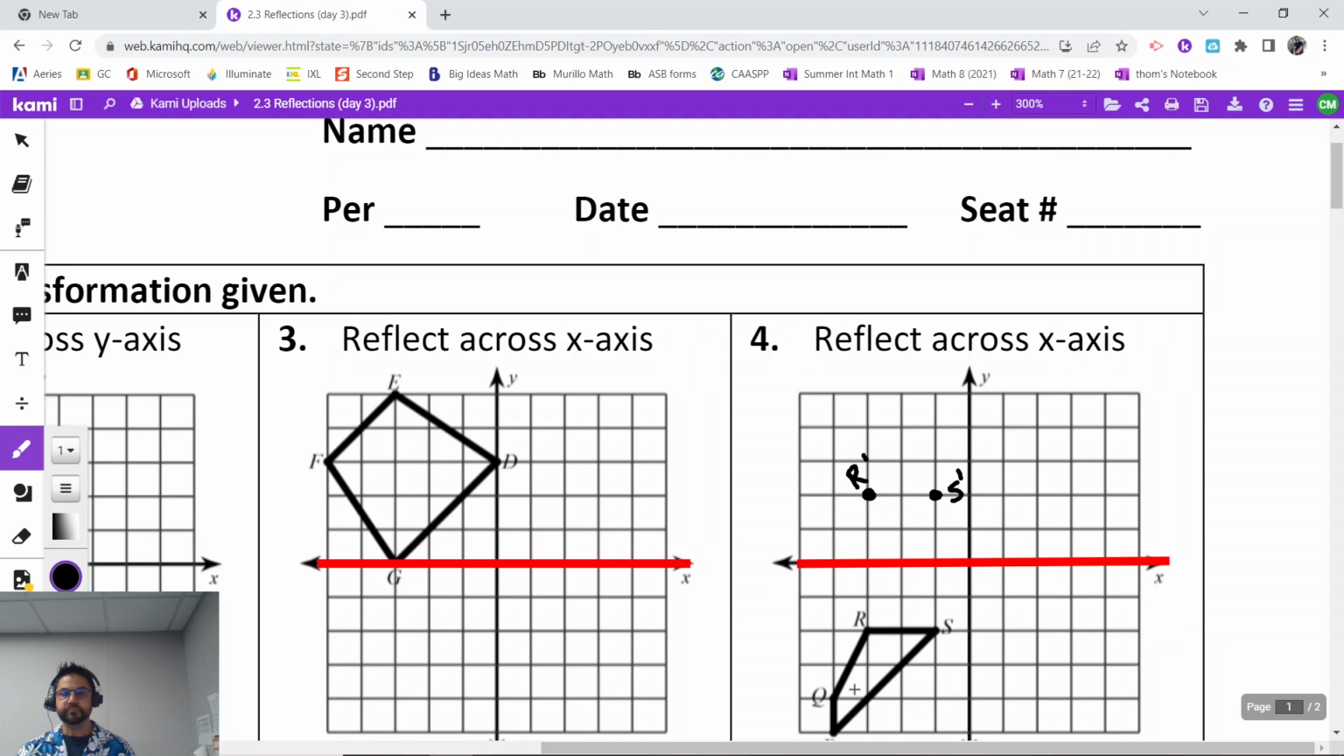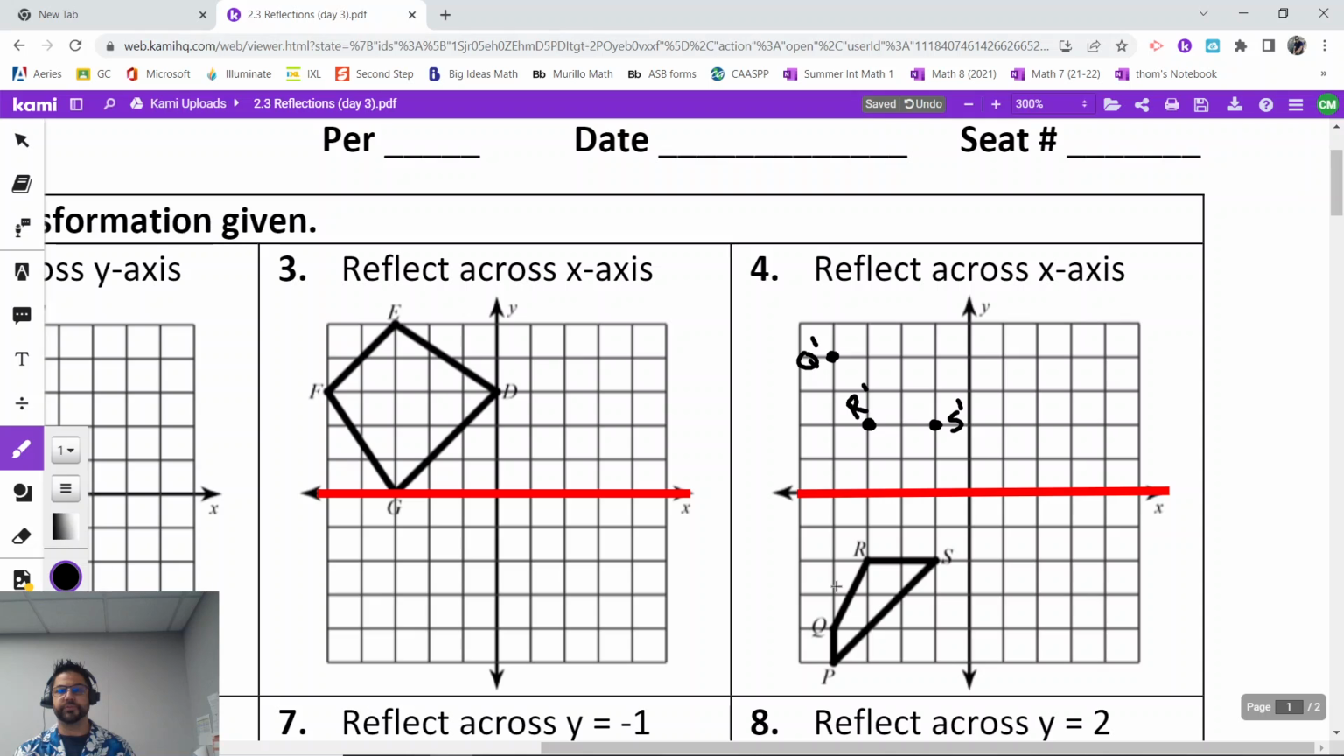Q, let's say 1, 2, 3, 4. 1, 2, 3, 4. So again, that's going to be Q prime. And then it looks like we've got P. So that's 1, 2, 3, 4, 5. 1, 2, 3, 4, 5. Beautiful.